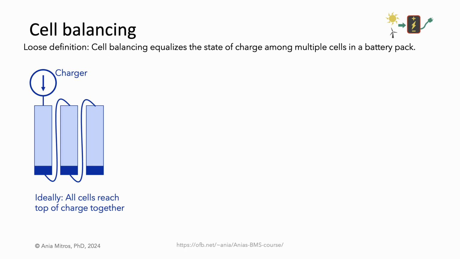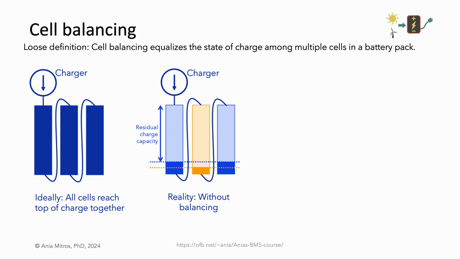Cell balancing, loosely speaking, equalizes the state of charge among multiple cells in a battery pack. Let's look at why that's important. When we charge, ideally, all cells in a battery pack reach top of charge together, like this. Ideally, if our maximum operating voltage is 4.2 volts per cell, all cells reach 4.2 volts simultaneously.